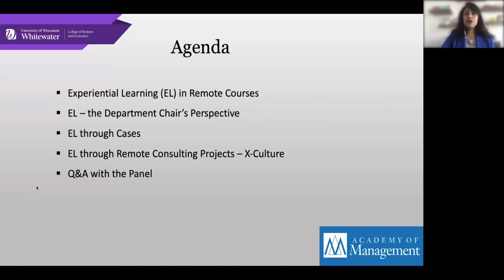We will start with a brief presentation on the relevance of experiential learning in virtual classrooms. Then our first panelist, Dr. Bill Niebury, will share with us his view as an expert professor of international management and global strategy, and also as a chairperson leading the Department of International Business at Florida International University.